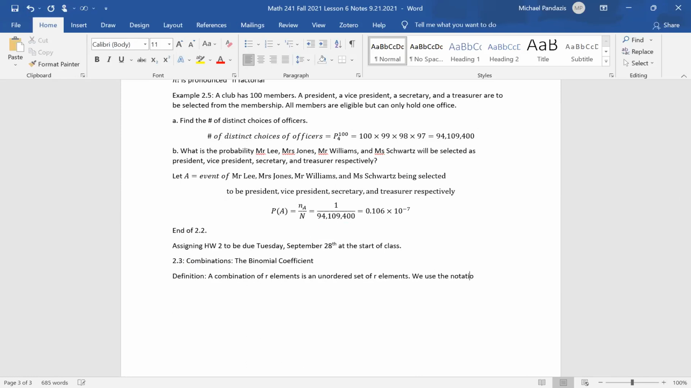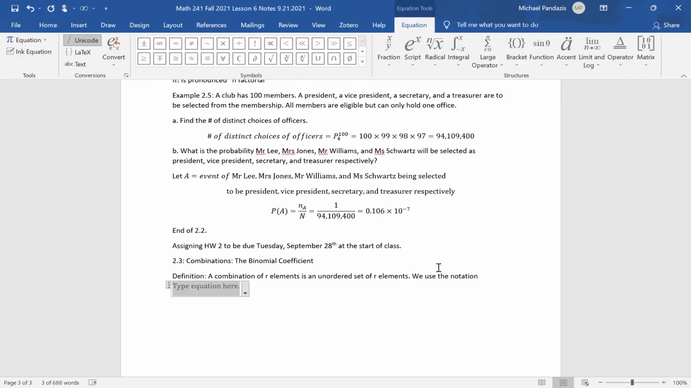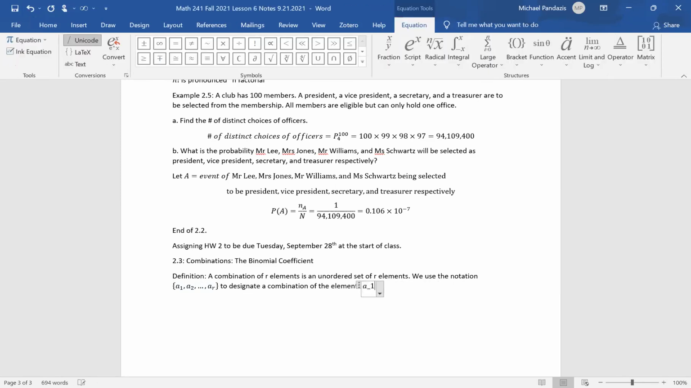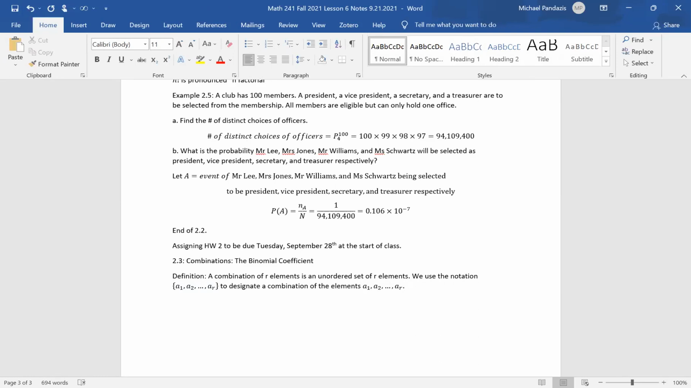We use the notation A1, A2, ..., A sub R to designate a combination of the elements A1, A2, and so forth up to and including A sub R. A combination of R elements is an unordered set of R elements.